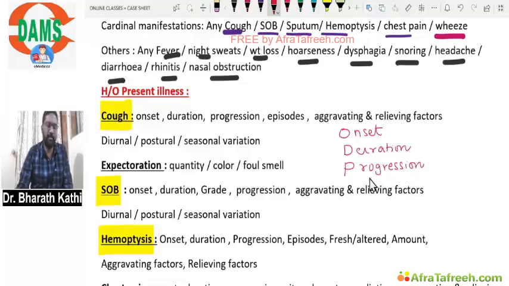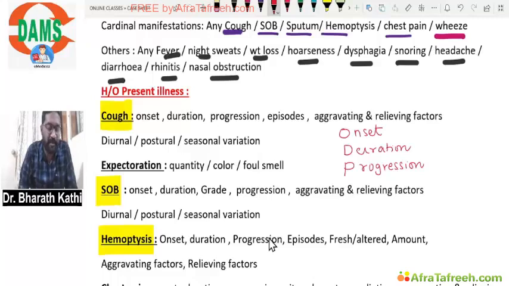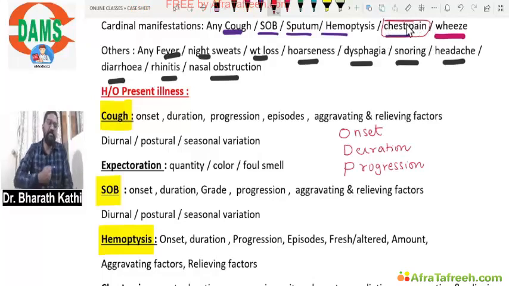Make sure you're mentioning onset, duration, progression. Sir, what questions should we ask regarding GERD? So GERD, most of the patients present with chest pain. So they say that central chest pain. So I'm having chest discomfort.